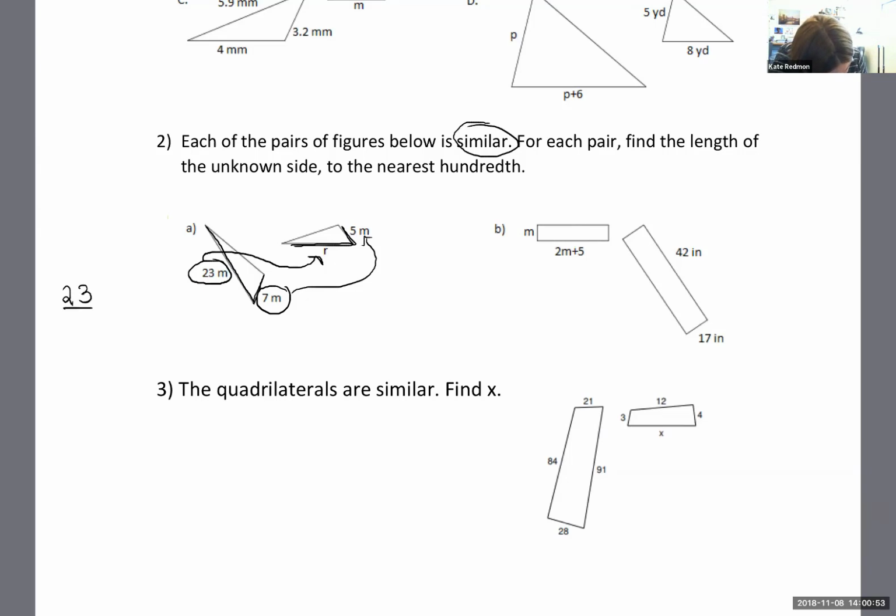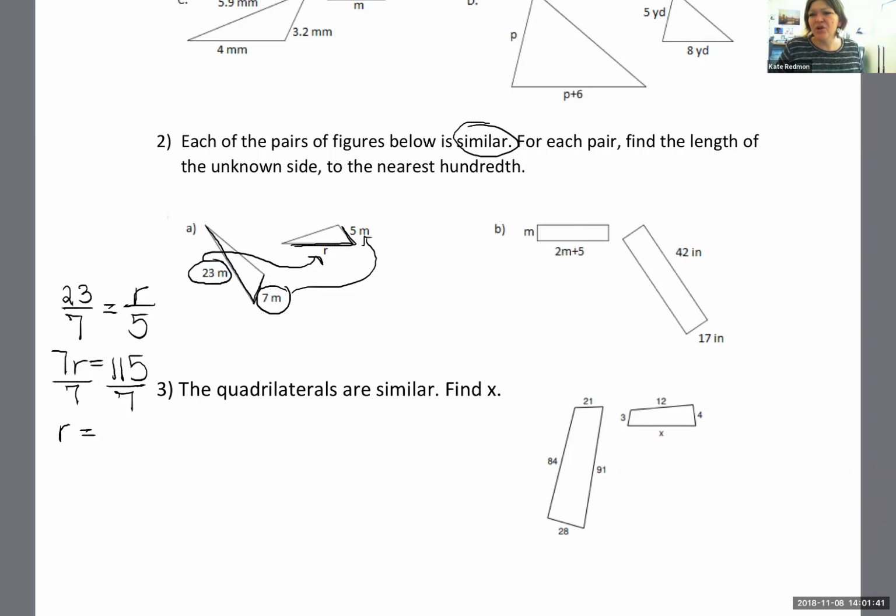23 is to 7 as what? As R is to 5? I absolutely agree. As the long side of the other triangle is to that shorter side. Now we'll cross multiply. This one's easy. 7R is equal to 115. I am going to solve for R by dividing by 7. Divide by 7.